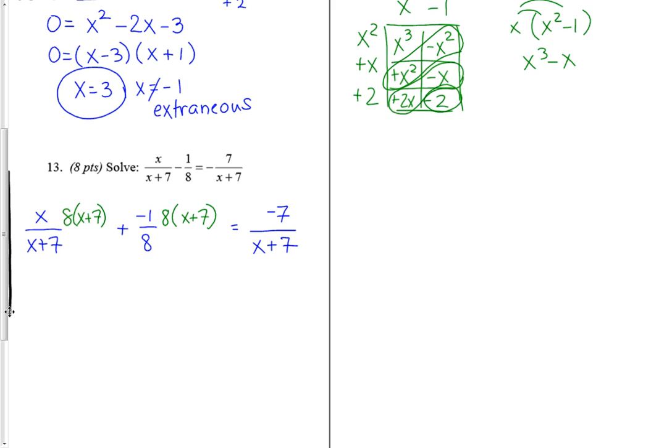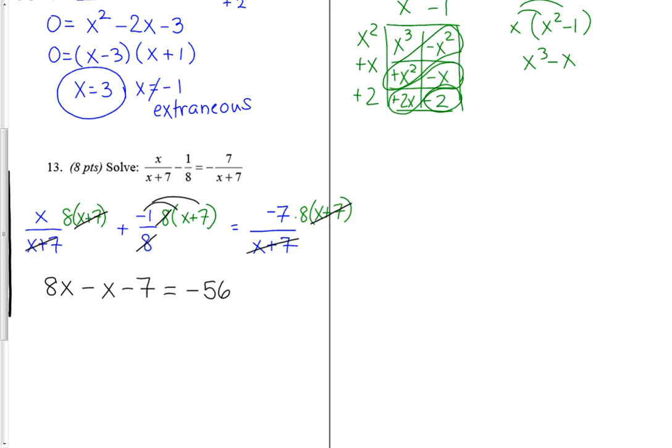I have to stay balanced. In order to stay balanced, I always have to do the left and the right in an equation. Okay, so my x plus 7's reduce out, and my first term is now just an 8x. Over here, my 8's reduce out. This is a negative 1, which I'm going to distribute to both terms in that binomial. So I have a negative x and a minus 7. Now my x plus 7's are going to reduce out, and 7 times 8 is 56, and that was negative.